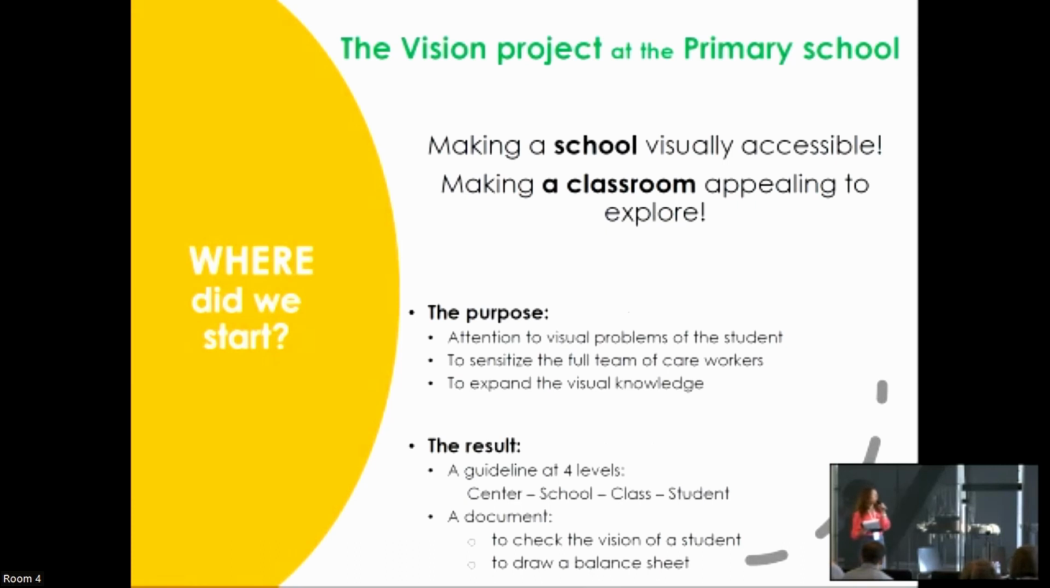Where do we start? It all started a few years ago at the primary school. The objective was to have more attention for the visual problems of the students, sensibilization of all the care workers, and to expand this visual knowledge. As a result, we created a guideline at 4 levels. We also developed a few documents, one to check the vision of the student and one to draw a balance sheet.